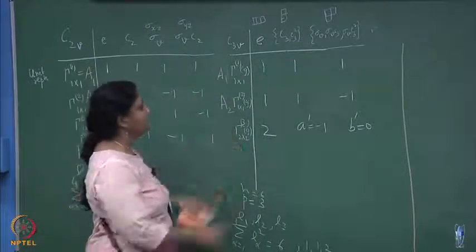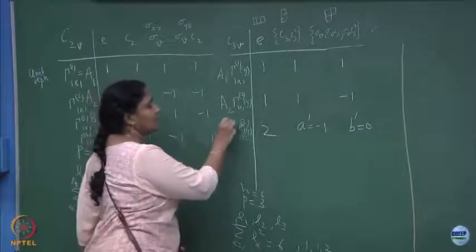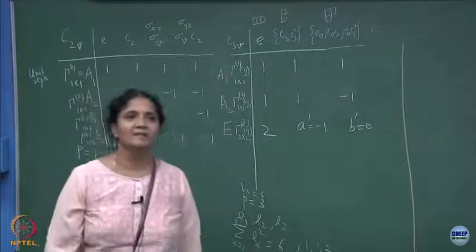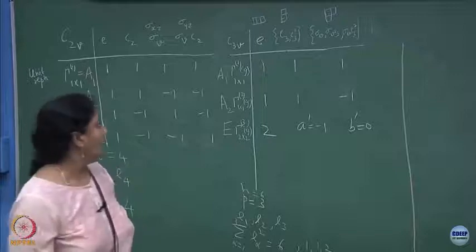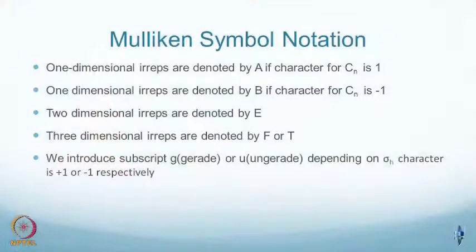And two dimensional representations are denoted by capital E. Do not confuse this with identity element. This is the Mulliken notation. And suppose you have 3, then you will have, we call that as F or T.